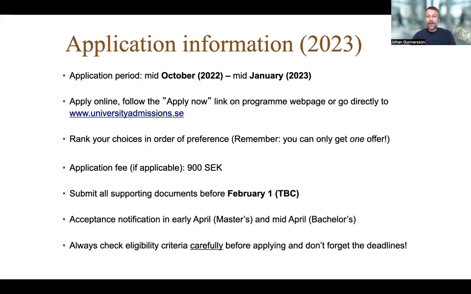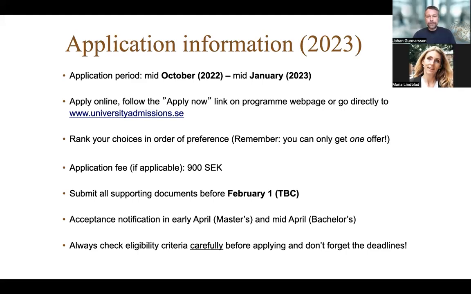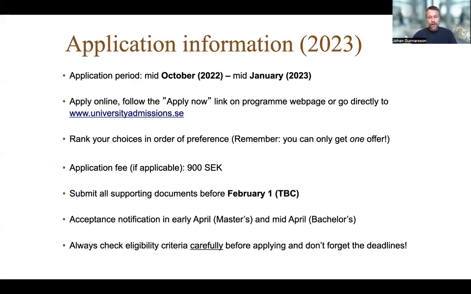Then there is a waiting period of around 2 months between February the 1st and early April, when we usually announce the admission results for master's level. Bachelor's level applicants typically have to wait a little longer until mid-April to find out if they're admitted or not. Now, please check the eligibility criteria carefully before you make the application, and don't forget the deadlines, because these are sharp deadlines that I have mentioned here. Do not try to go beyond these deadlines because there's a risk your application can't be considered.